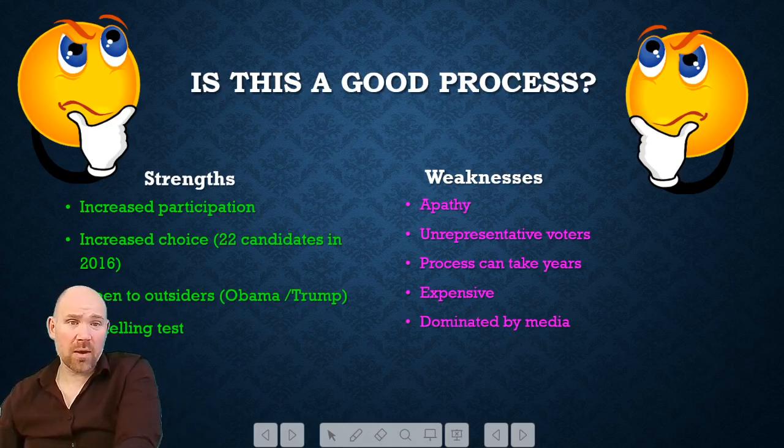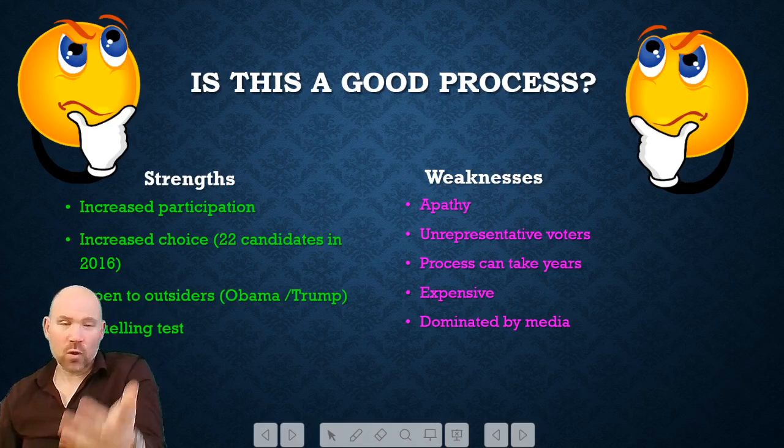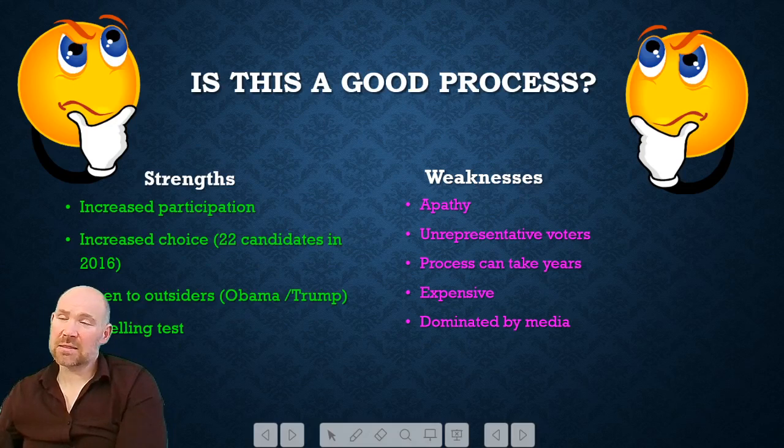It's very dominated by the media. As you're probably aware, the media latches on to quotes that people say, and Donald Trump in many ways was kind of a creation of the media.